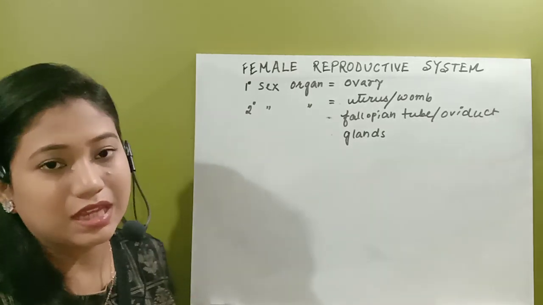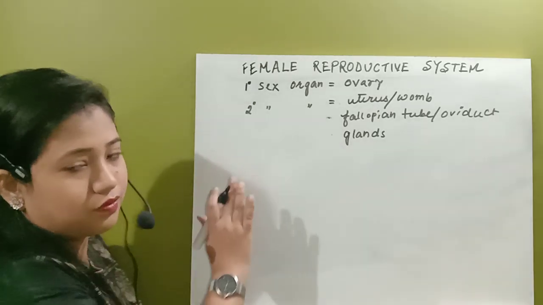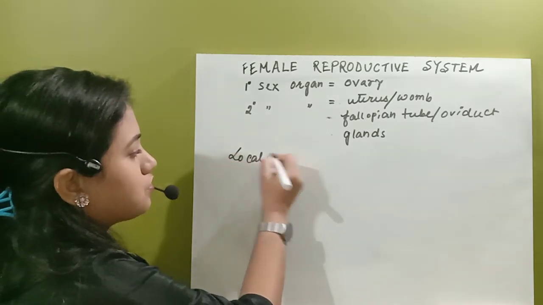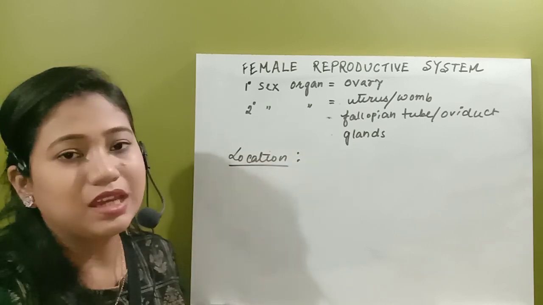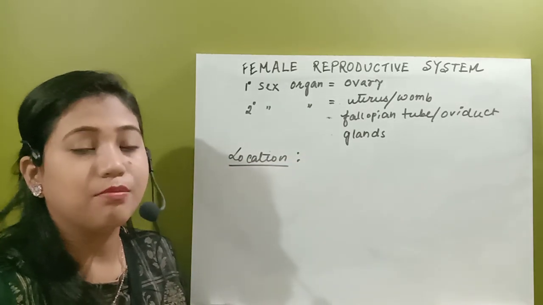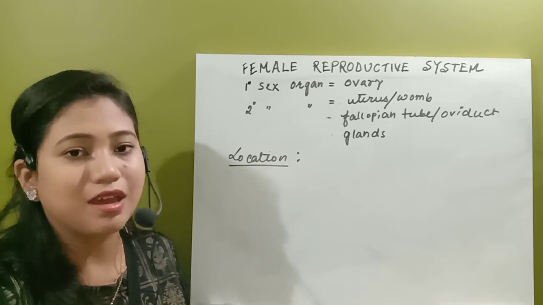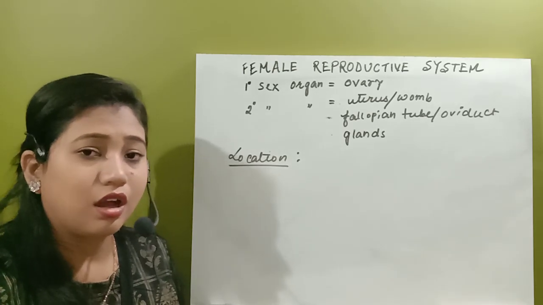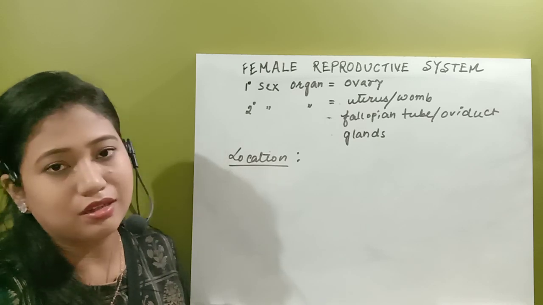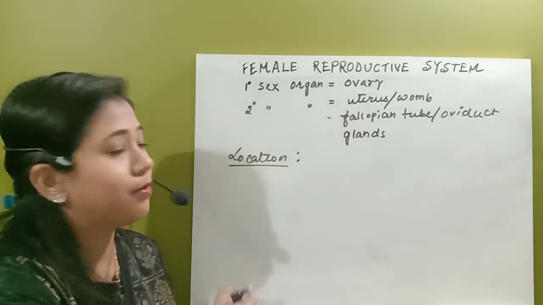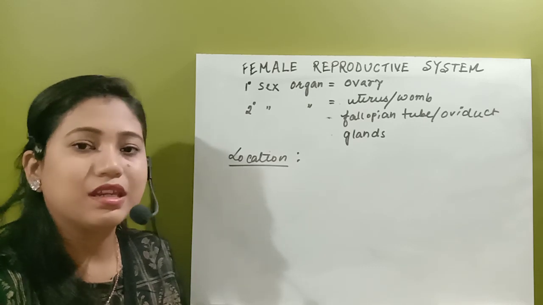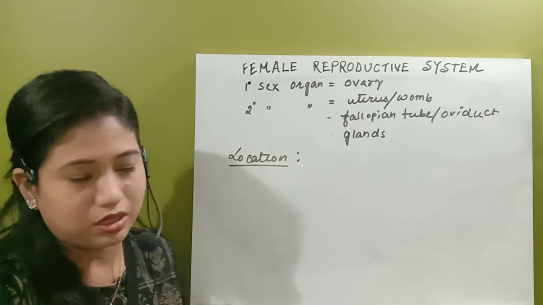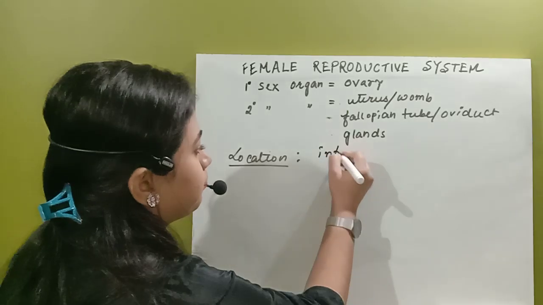So first of all, we'll see the structure and location of the female reproductive system. In case of the female reproductive system, it is intra-abdominal. We have studied that the male reproductive system was present outside the abdomen. It was extra-abdominal because the process of spermatogenesis requires a temperature around 2 to 2.5 degrees less than the body temperature. But no such thing is occurring in the female reproductive system, so it can normally occur at the normal body temperature. That's why it is present intra-abdominally. So the location is intra-abdominal.